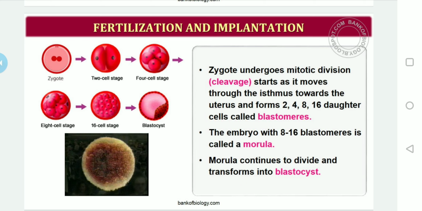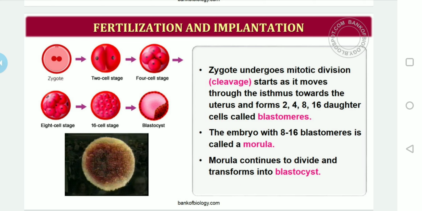Then there is the formation of the 8-cell stage, 16-cell stage. Then it will be blastocyst. Okay, so now let me explain how it will happen, the step-by-step mechanism. The zygote starts moving through the isthmus of the oviduct towards the uterus, during which the zygote undergoes mitotic cell division, called the formation of cleavages.